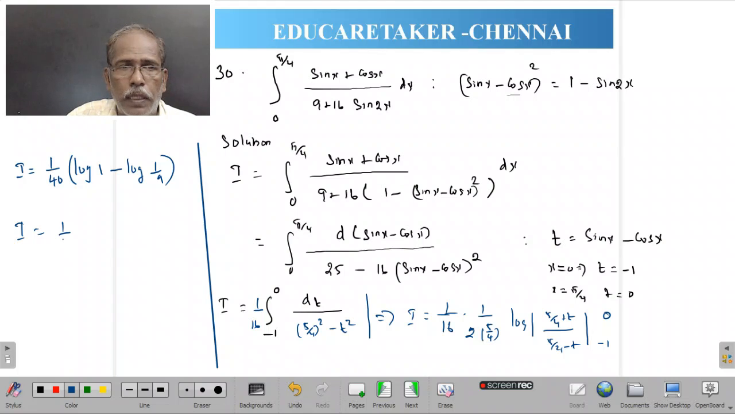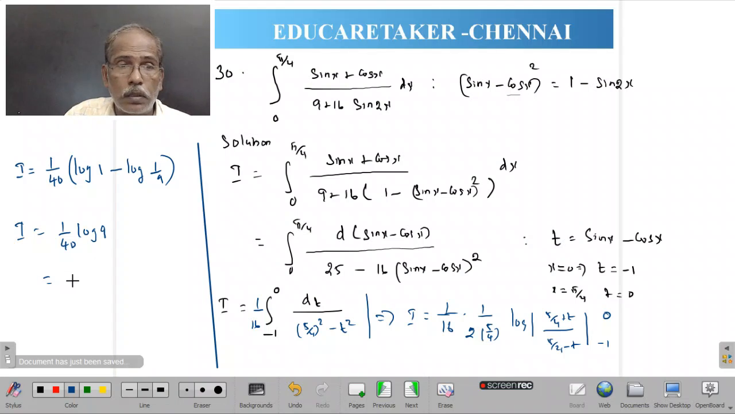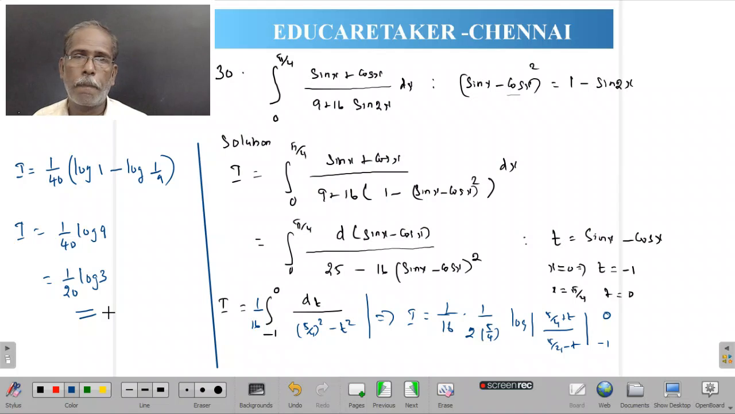So 1 by 40 and log 9. The log 9 also can be written as 2 log 3. So 2 by 40, 1 by 20 log 3. So this is the final answer, and copy it. We'll go to the next question, question number 31.